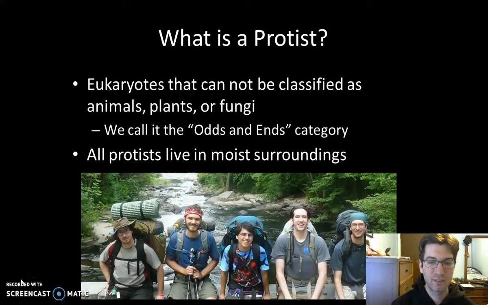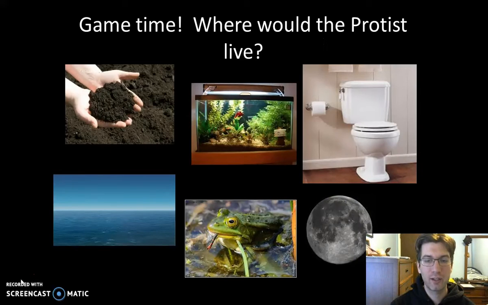Again, they are an odds and ends category, so they could be multicellular, they could be single cellular, they could be heterotrophs, they could make their own food as an autotroph, but we know for sure that they are definitely eukaryotes and they live in a moist environment. So real quick, just some examples of moist environments where you would find protists, because our world is very much covered in water and therefore we have a lot of moist environments.